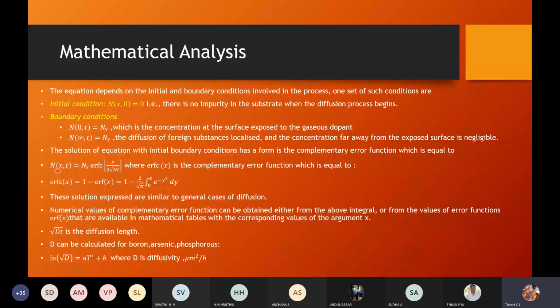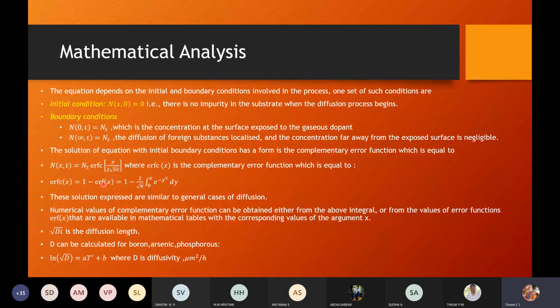So if I take n of x comma t, you get ns times the complementary error function of x by 2 root Dt. The complementary error function is equal to 1 minus the error function of x, where the error function is 1 by root pi, integral from 0 to x of e to the power of minus y squared dy. This solution is almost the same as that of the ordinary diffusion process. You can see the error function from this integral.